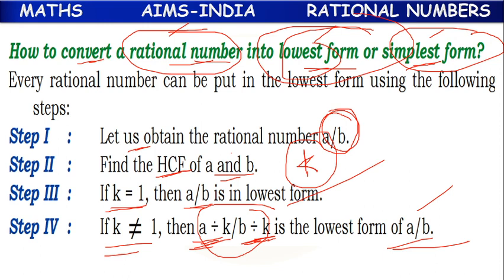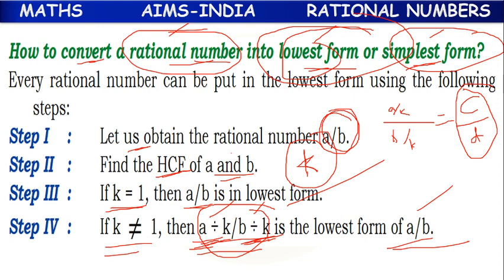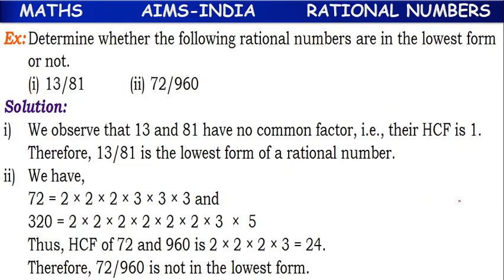But if the HCF is not 1, both numerator and denominator are to be divided by that HCF. Here it is k. So after division, a by k and b by k, the resulting rational number c by d, we can call it the simplest form of a by b. Next.